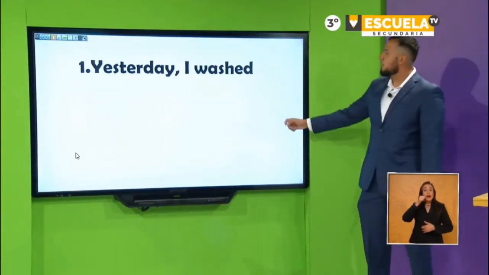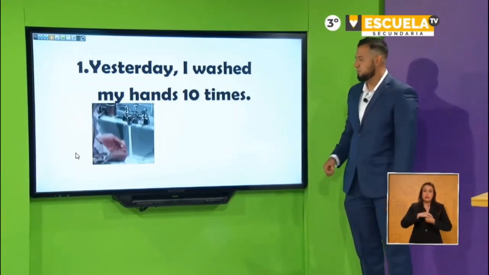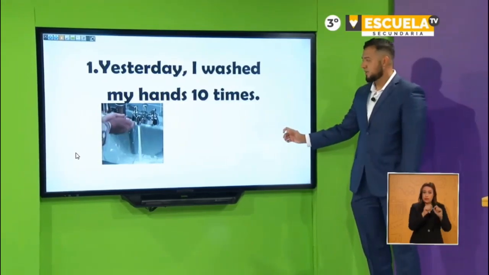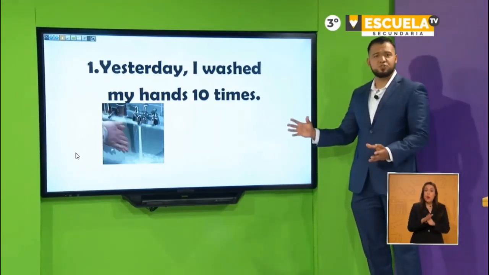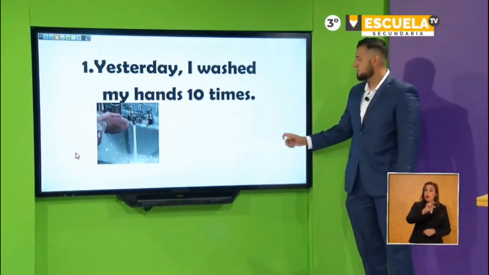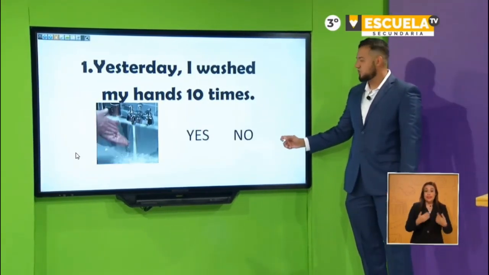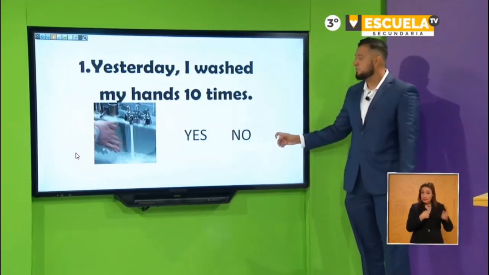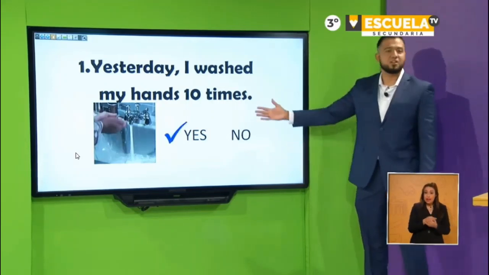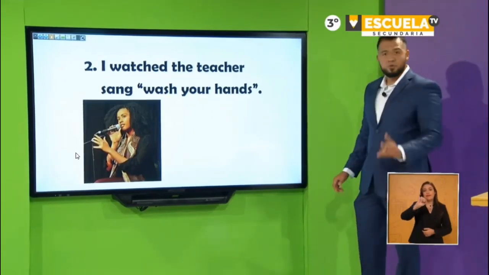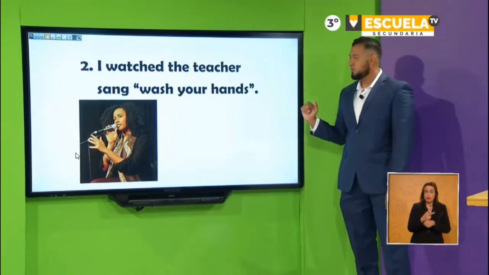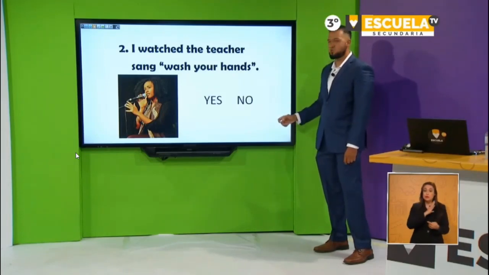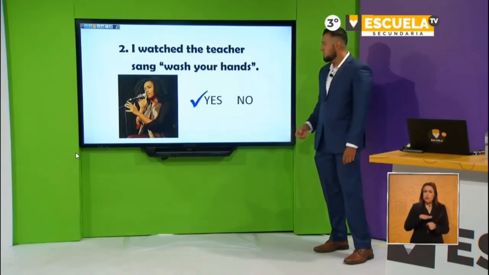Yesterday, I washed my hands 10 times. As you can see in the image, we have the action. This is just to respond yes or no. According to the authorities' recommendations, in these times it's very important to wash our hands. The answer is yes. Number 2, I watched the teacher and sang, wash your hands. What's the answer? Yes or no? Of course, yes.